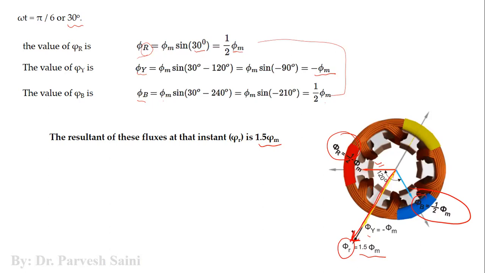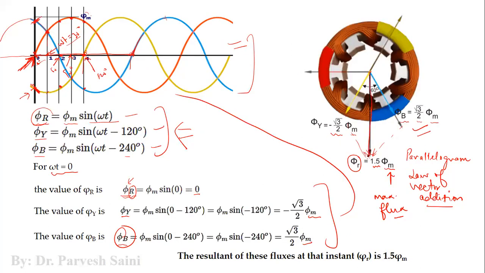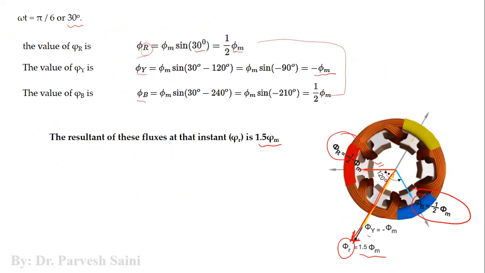Now if you compare this with the direction where we took omega t equal to 0, at omega t equal to 0 the direction was bottom down, right? Then at omega t equal to 30 the direction is this one. Now if we compare these two, earlier at omega t equal to 0 the direction of the resultant was this one. Now it is shifted to this side. The resultant has shifted towards the clockwise direction. Now what does it mean?